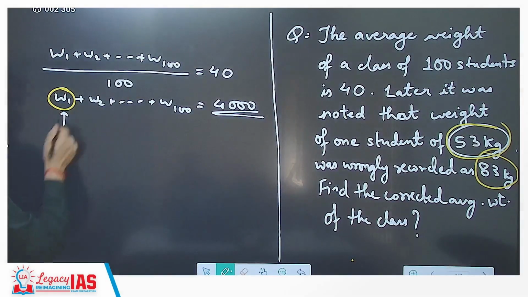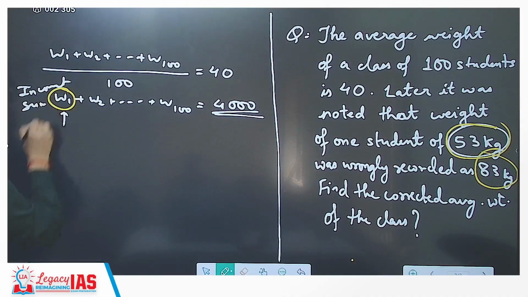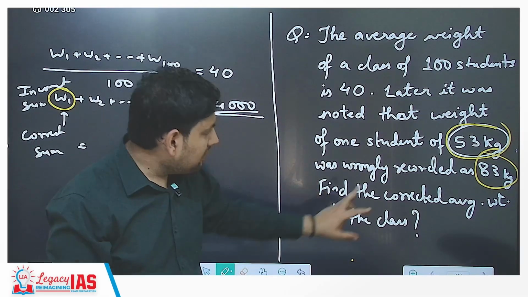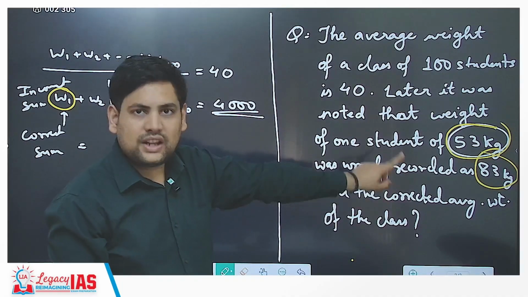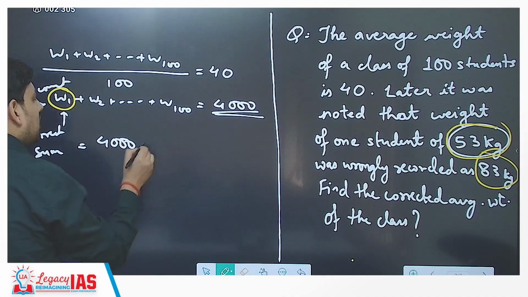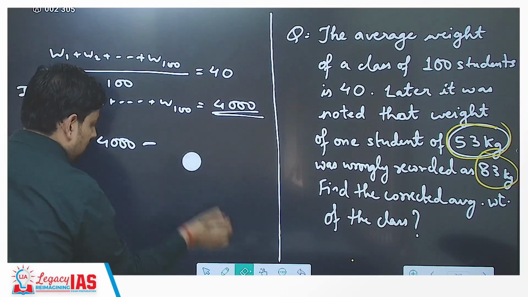So this is the incorrect sum. Now what will be the correct sum? Basically, you have counted his weight 30 kgs extra, so the corrected sum will be what? 4000 minus 30, or in place of 30 also you can write what?